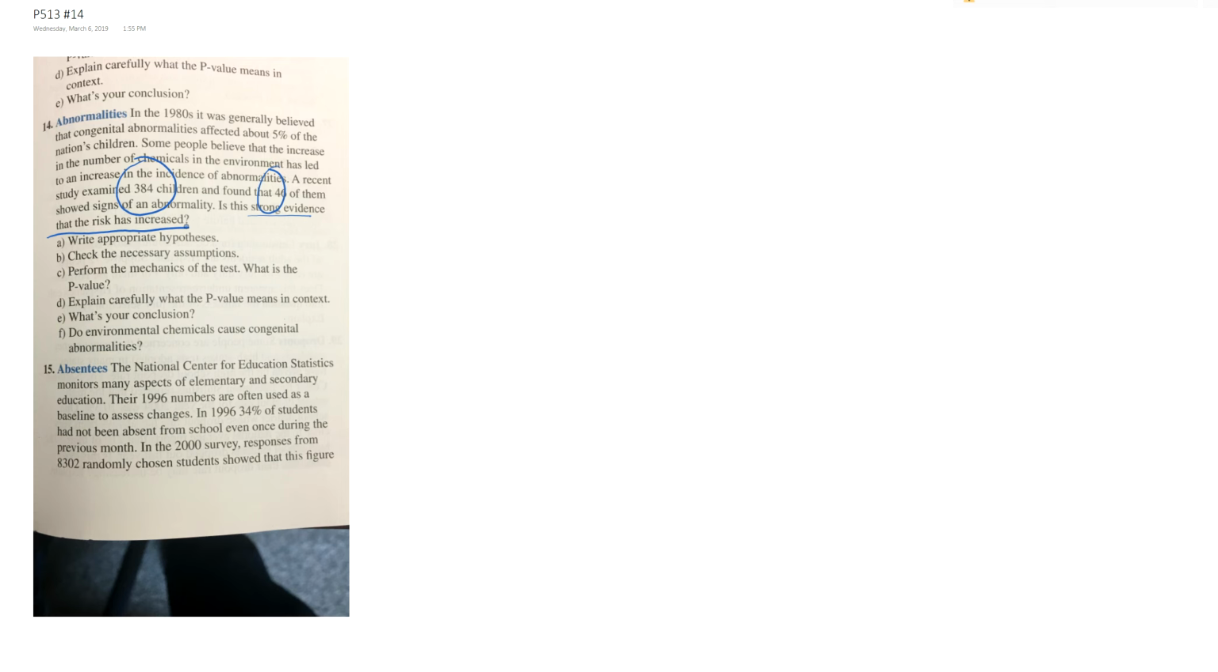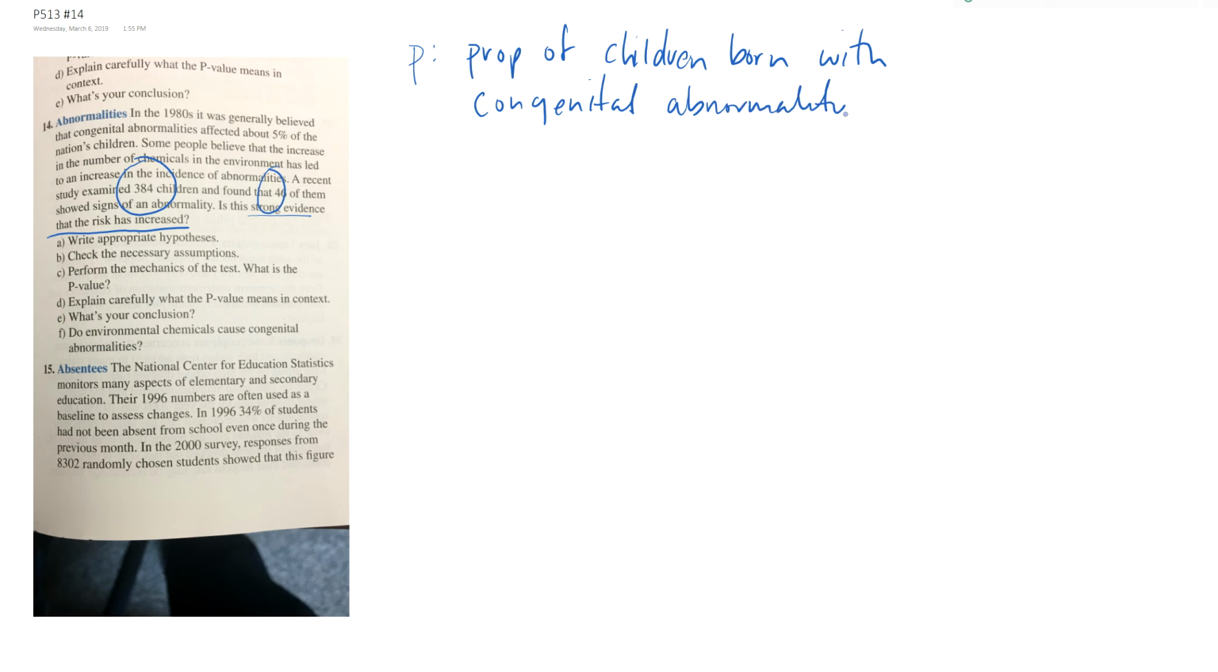Well, let's look at this. What is P? P is the proportion of children born with congenital abnormalities. My guess is congenital means born with, but you guys are smarter than me. So you would know that better than I do.